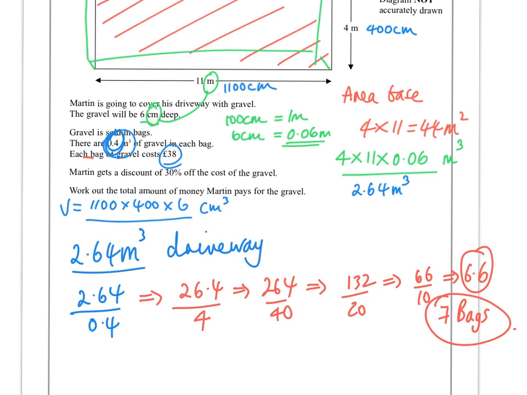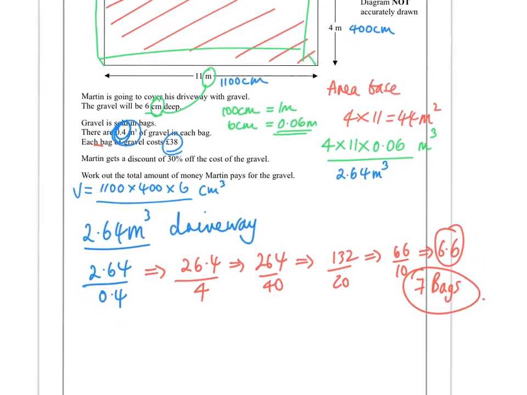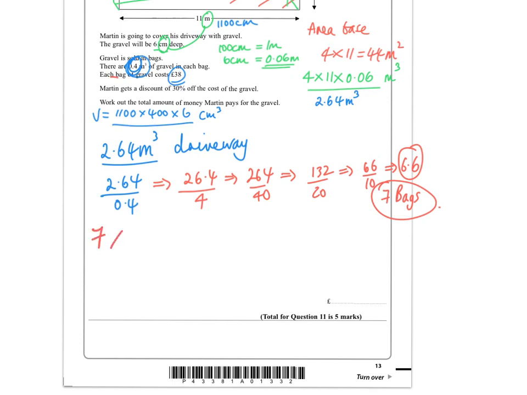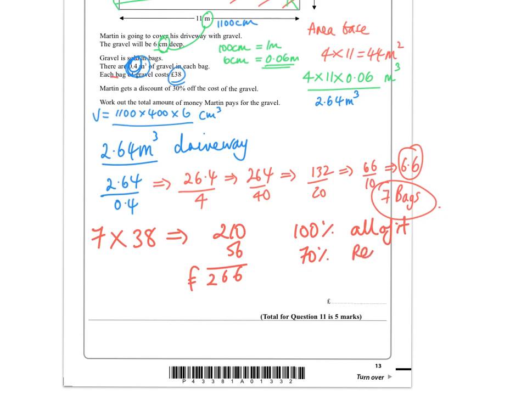Now, Martin gets a discount of 30% off the cost of the gravel. So the next thing you have to do on the calculator is to say 7 bags at £38, which I'm sure you can work out. So that would be 210 plus 56. So that would be £266, but then you get the 30% discount. Now there's a good way of doing 30% off, because if you think 100% is all of it, if you want 30% off, then only 70% will remain. And if you know 70% as a decimal, which is 0.7, you can just times that by 266. So I'm just going to see what that is. I don't know what that is in my head. I should. But it's the calculator paper anyway. So times it by 0.7. And that would be £186.20.